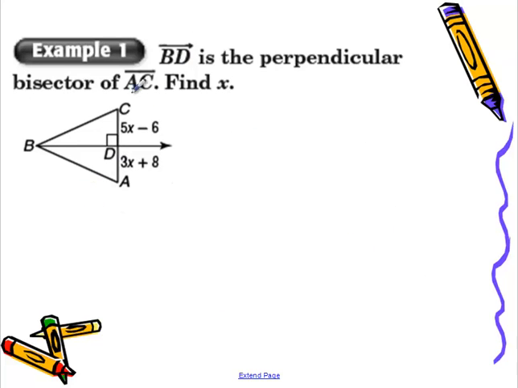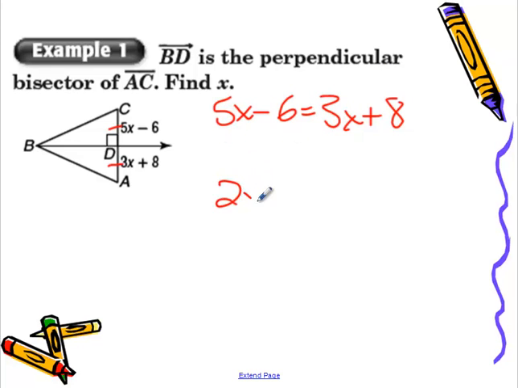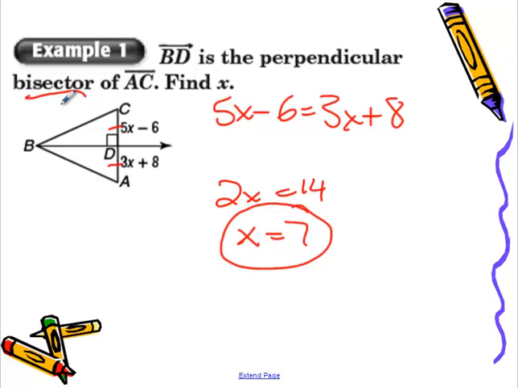So let's take a look at this one. We know BD is the perpendicular bisector, and this isn't marked, so let's go ahead and mark it that it does split that segment in half. We need to find x. Since it splits that segment in half, we know that those two are equal. I'm going to subtract 3x and get 2x. I'm going to add 6 to that side, get 14, divide by 2, and get x is 7. So because it's a perpendicular bisector, I'm able to take these two and set them equal because of the bisector.